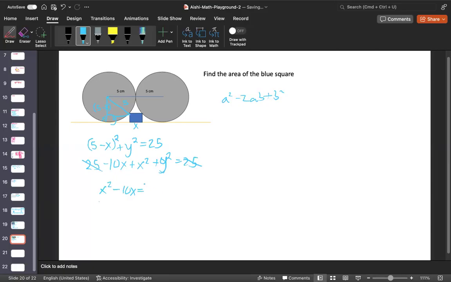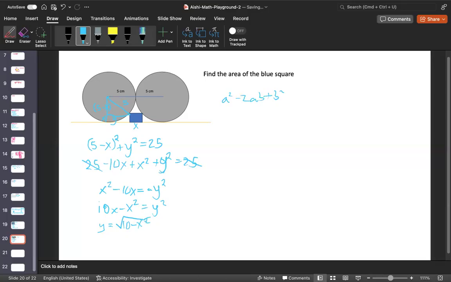is equal to negative y squared. So if we multiply by negative 1 on both sides, we end up with 10x minus x squared is equal to y squared. Now let's take the square root on both sides. So we have y is equal to square root of 10x minus x squared.